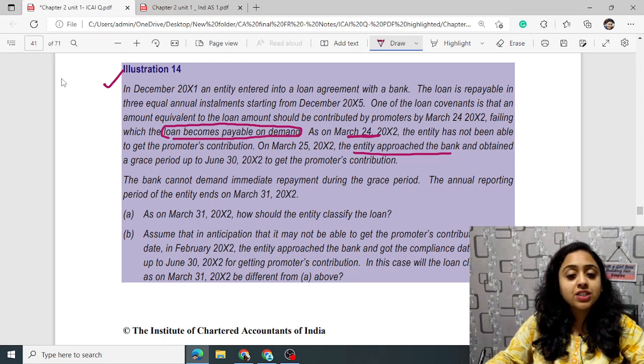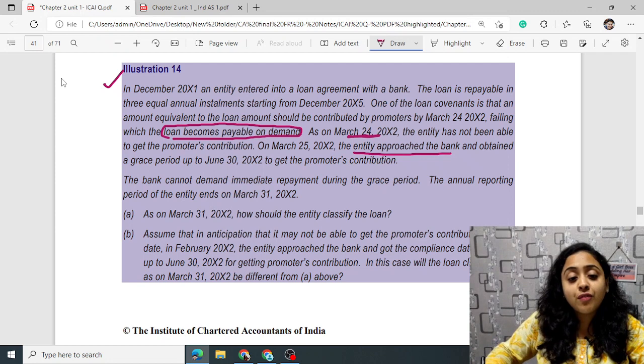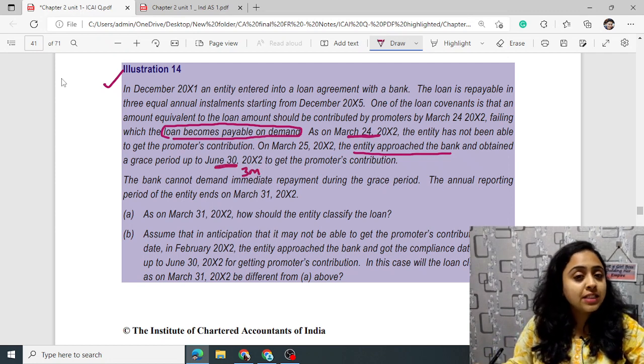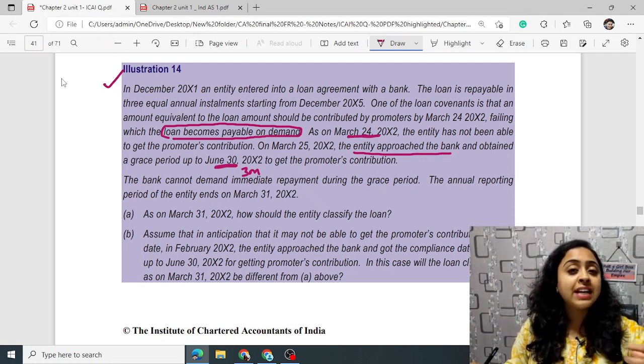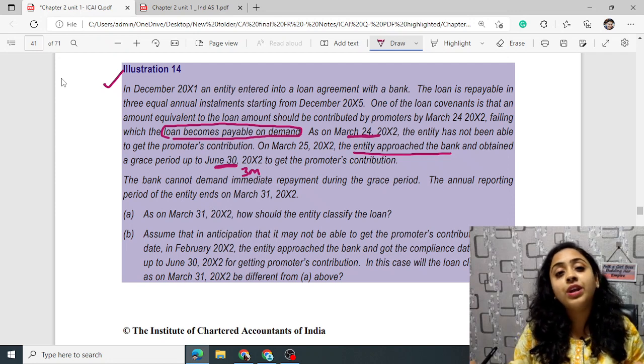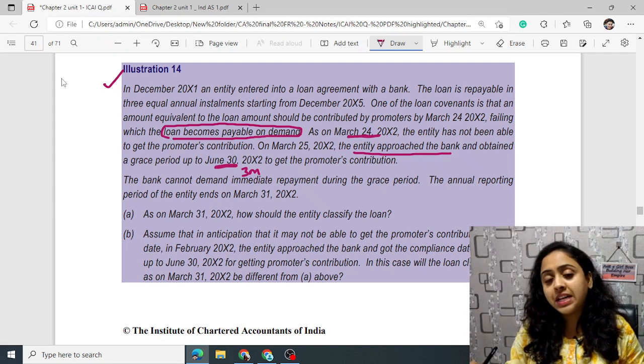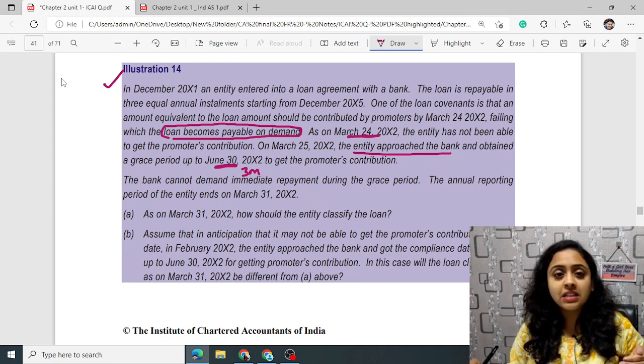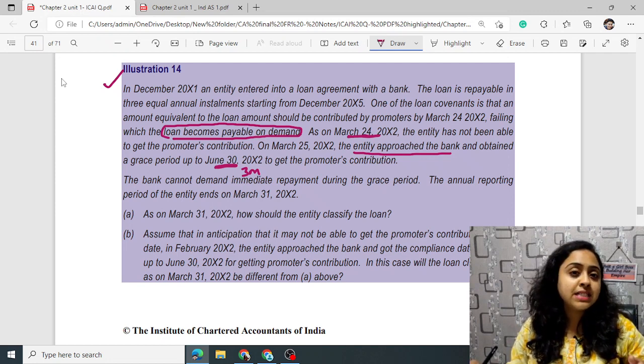Okay. By March 24, there is no contribution received. So on March 25, they approached the bank and obtained an extension of up to 30 June. That is approximately 3 months more, which means it is less than 12 months. If such extension was more than 12 months, then you would have reclassified it to non-current. Since the extension is just for the next 3 months, it becomes payable within 3 months right after the reporting date, and that's how it will be classified as current.